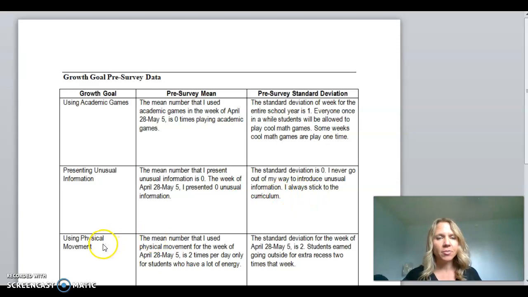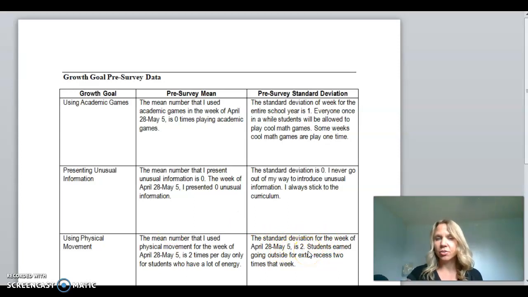And then using physical movement. The mean number that I use physical movement for the week of April 28th through May 5th is 2 times per day, and only for students who have a lot of energy. I usually send them just to go take a walk in the hallway. If they're starting to bounce off the walls and be really chatty, I'll just say, why don't you go take a break, walk to the copy machine and come back. So definitely the whole class does not participate in that. And the standard deviation for the week of April 28th through May 5th is 2.